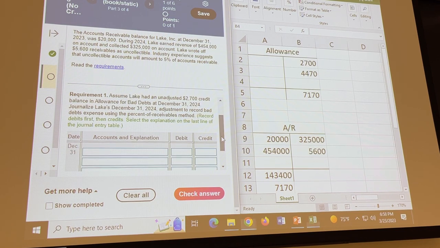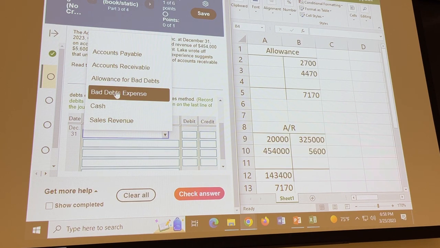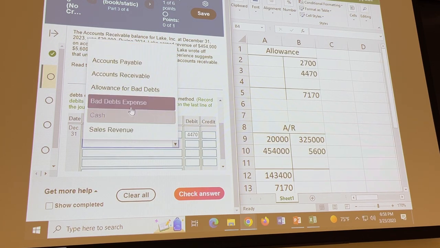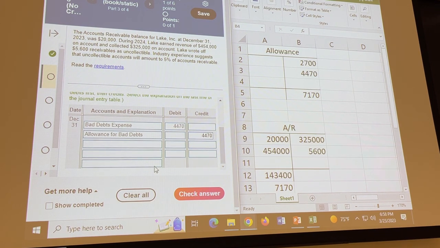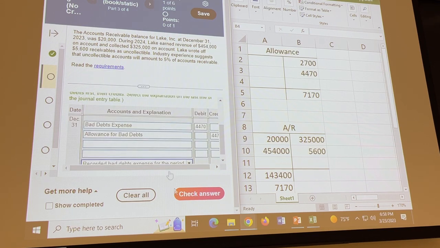So for the journal entry here, we will debit bad debts expense 4,470. We will credit allowance for bad debts 4,470. And at the bottom, we'll put recorded bad debts expense for the period.